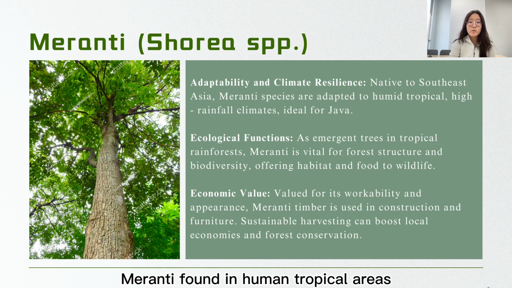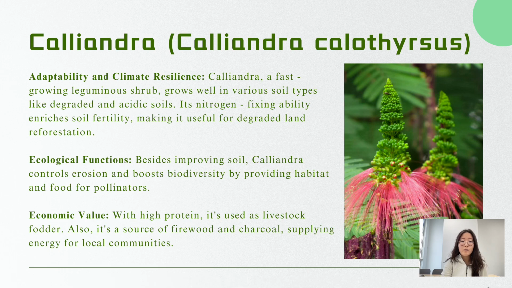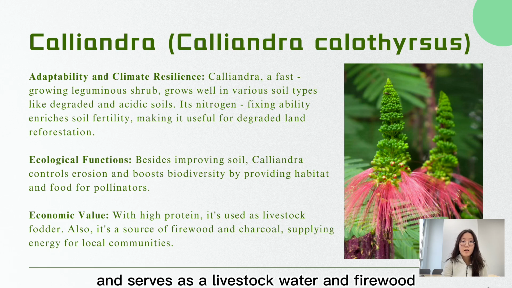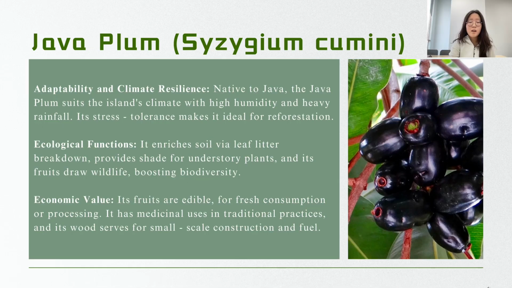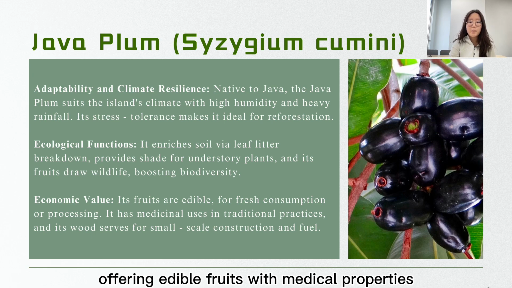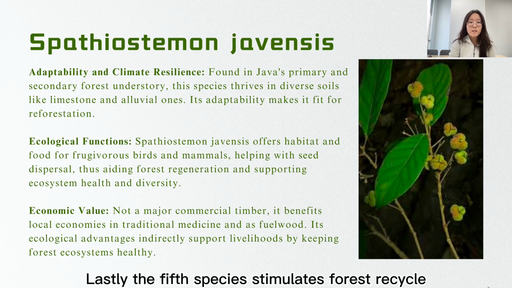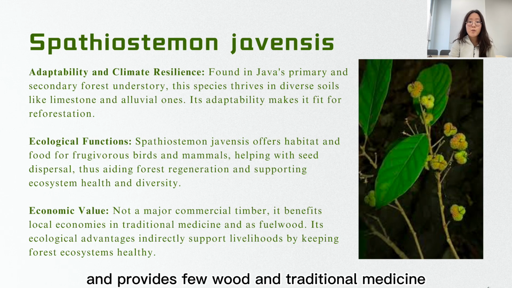Marantin, found in humid tropical areas, supports rainforest biodiversity and provides highly priced timber. Calandria, a fast-growing bean, enhances soil fertility, controls erosion, and serves as livestock fodder and firewood. Java plum is resilient to environmental stresses, offering edible fruits with medical properties. Lastly, the 5th species supports forest recycle and provides fuelwood and traditional medicine.